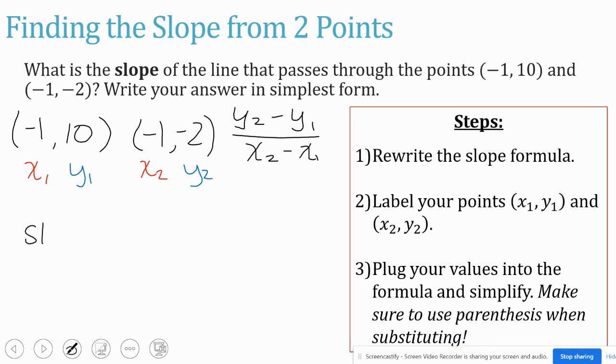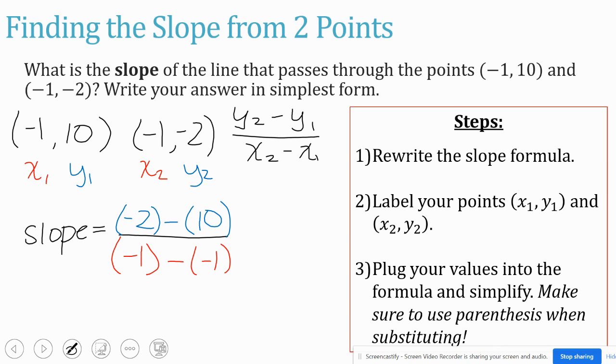Now let's plug in our values, making sure to use parentheses. So y2, which is -2, minus y1, which is 10. And then we have x2, which is -1, minus x1, which is -1. Okay, so you have to remember your rules of subtracting integers here. -2 minus 10, that's going to give us -12. We're going further into the negatives there. And then we see two negatives that are next to each other, that becomes a plus. -1 plus 1 is 0.